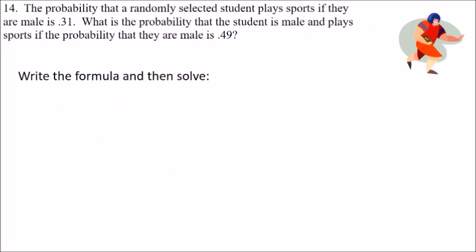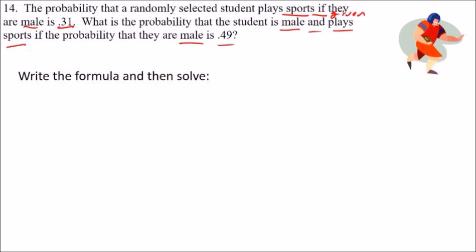Finally, number 14, the probability that a randomly selected student plays sports if they are male is 0.31. What is the probability that the student is male and plays sports if the probability that they are male is 0.49? So I got a male is 0.49. Sports if, and again, that if is the key word for given. So sports given that they are male is 0.31. And this time I'm looking for the probability that the student is male and plays sports.